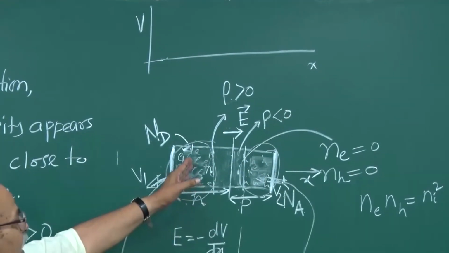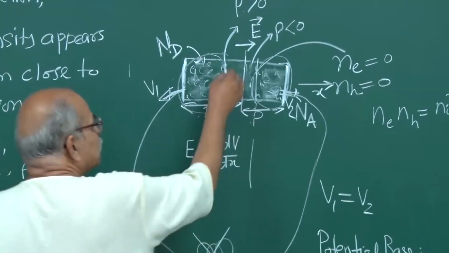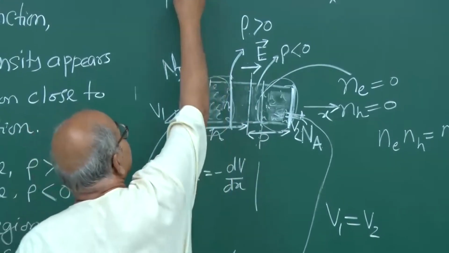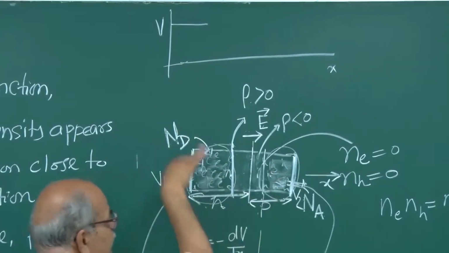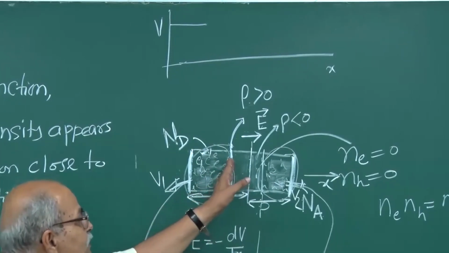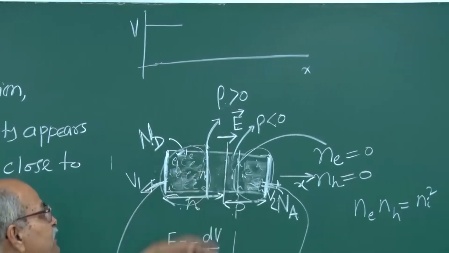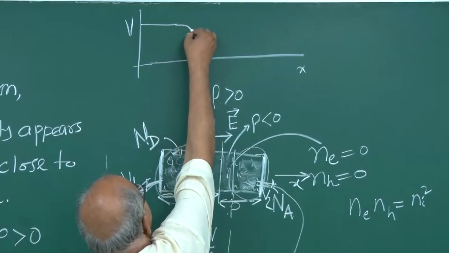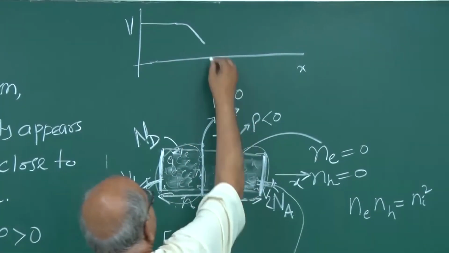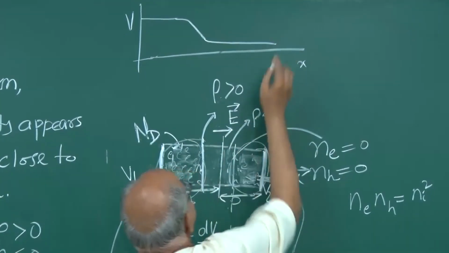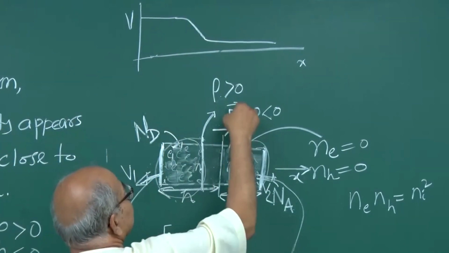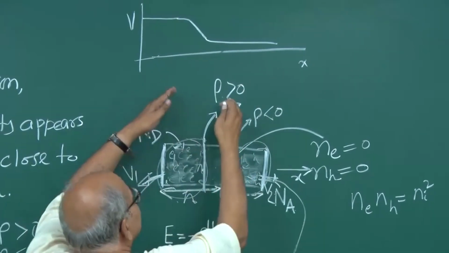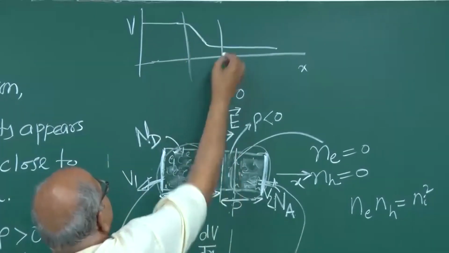This potential is higher and this potential is lower. Up to this depletion region, the potential is constant, and after that the potential will gradually decrease once you enter the depletion region because of this electric field. So it goes like this, and then again it becomes constant. So this is how the potential as a function of x will look. This is the depletion region.